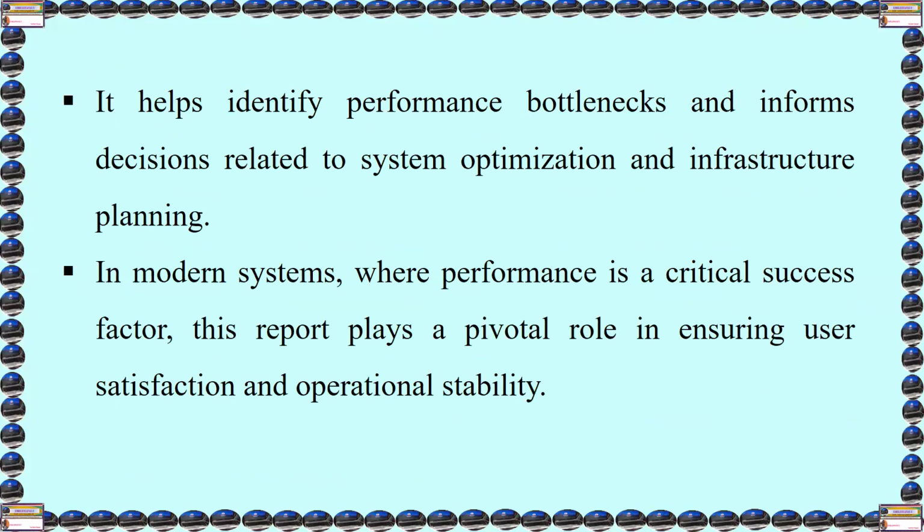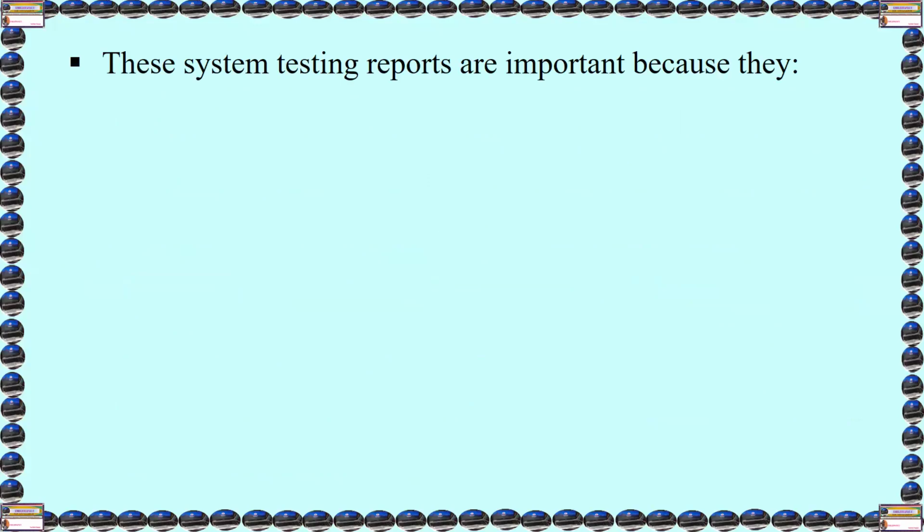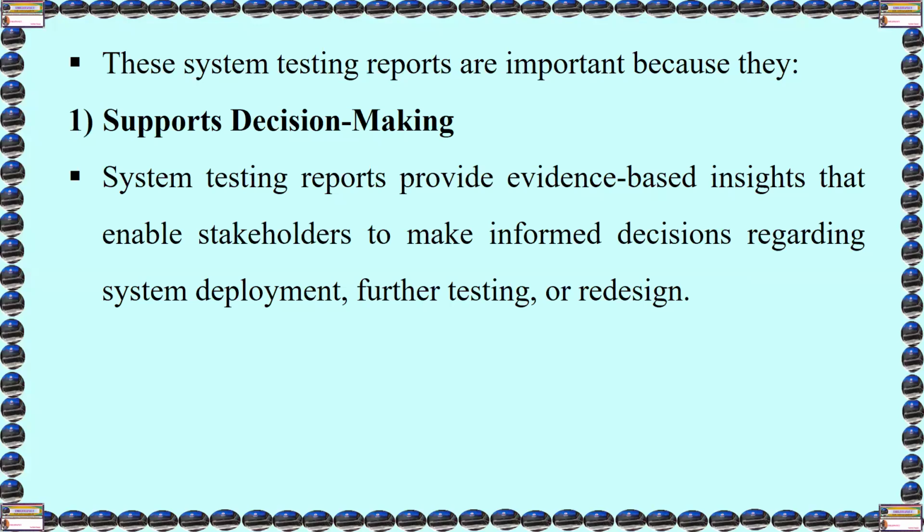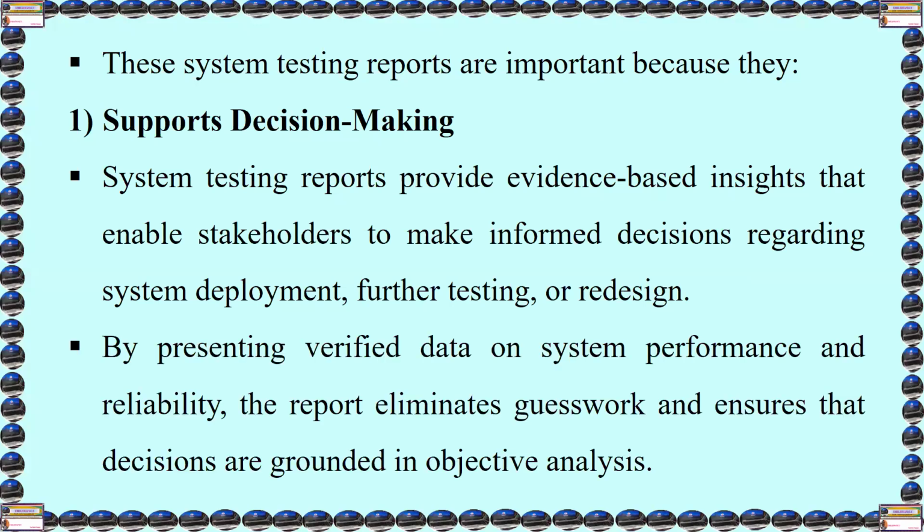In modern systems, where performance is a critical success factor, this report plays a pivotal role in ensuring user satisfaction and operational stability. These system testing reports are important because they support decision-making. System testing reports provide evidence-based insights that enable stakeholders to make informed decisions regarding system deployment, further testing, or redesign. By presenting verified data on system performance and reliability, the report eliminates guesswork and ensures that decisions are grounded in objective analysis. Number 2, it enhances communication.